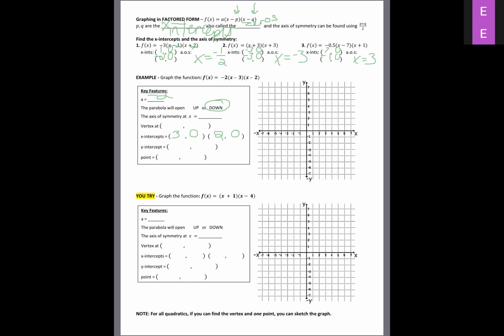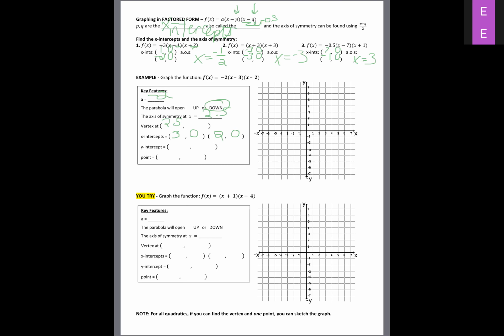Okay, so now I can figure out where the axis of symmetry is. So let's add 3 and 2 together. I get 5 divided by 2 is 2.5. Okay, so to find my vertex, I know it's going to be at 2.5, something. I'm just going to have to take the 2.5 and plug it back into my original equation and see what comes out.